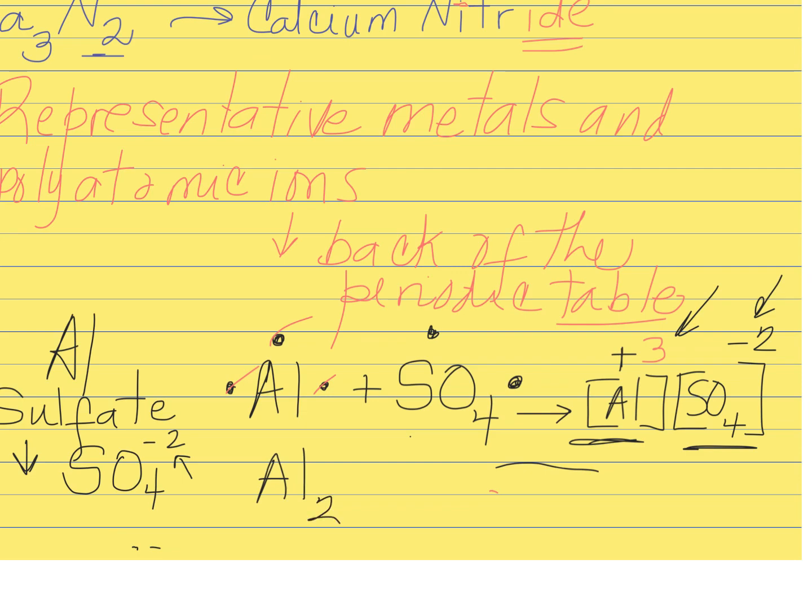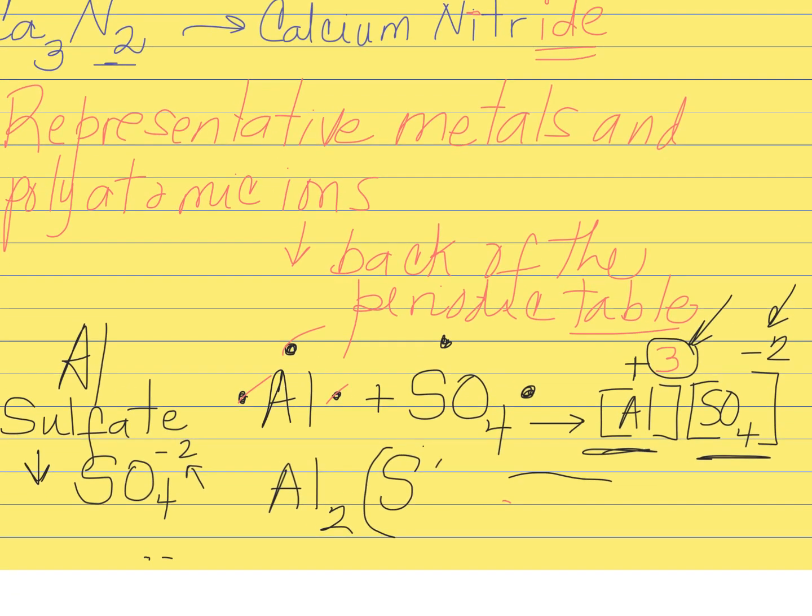So you have Al2, and since the oxidation number of the metal is bigger than 1, you have to open parentheses. SO4, you're gonna close the parentheses, and then you're gonna put a 3. Why are you gonna put a 3? Because it means that for 2 cations of aluminum, you're gonna need 3 polyatomic ions.